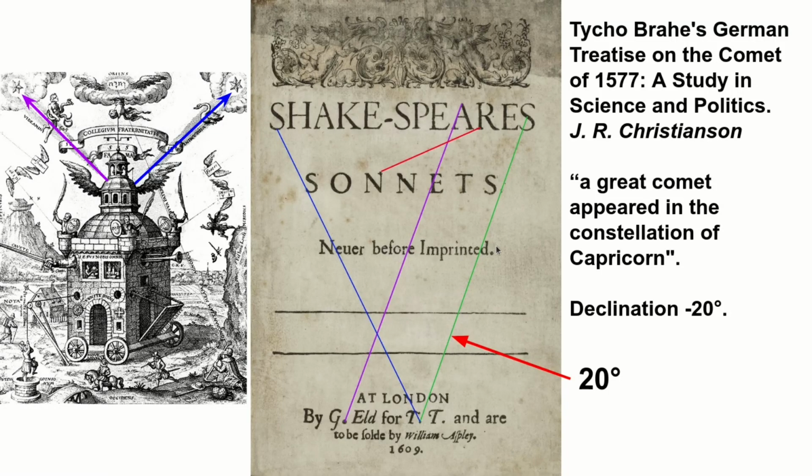I had been told by an astronomer who was doing a bit of history, and she reckoned that there hadn't been a translation, and there may not have been a translation of his Latin, but there is a translation of Brahe's German, Tycho Brahe's German treatise on the comet of 1577. And in there, after Christensen's preamble, we have a great comet appeared in the constellation of Capricorn. And guess what the declination of Capricorn was at the time? 20 degrees.